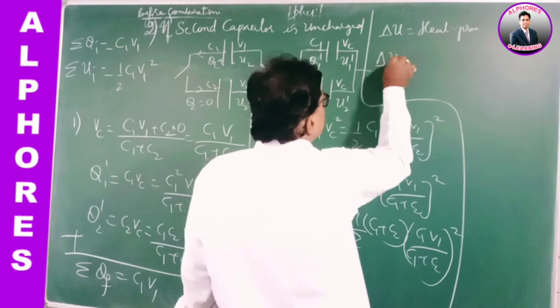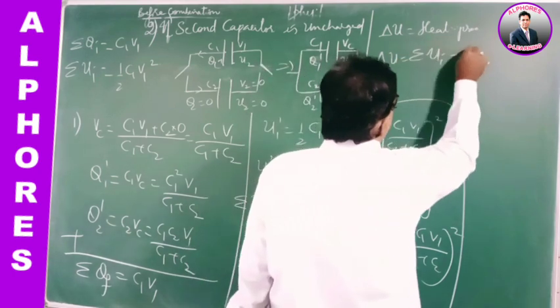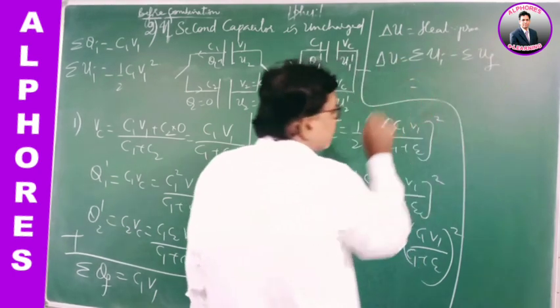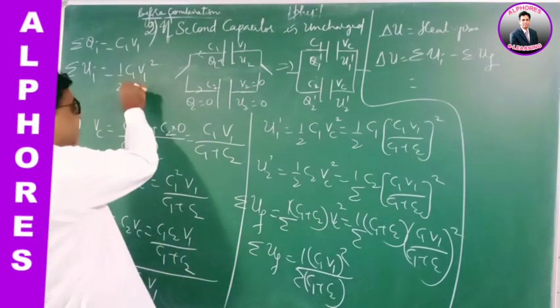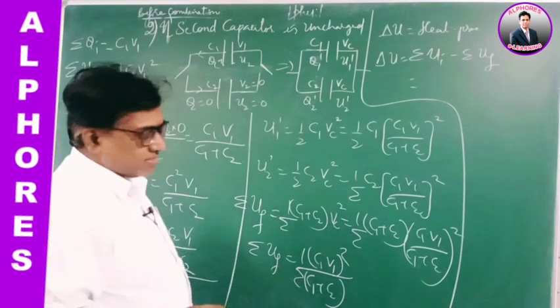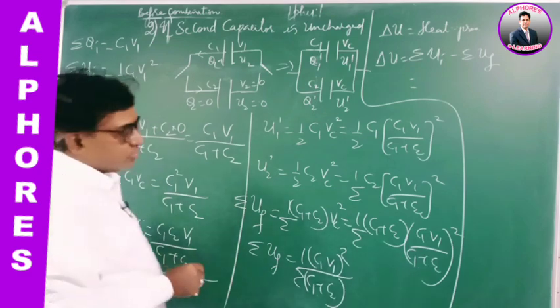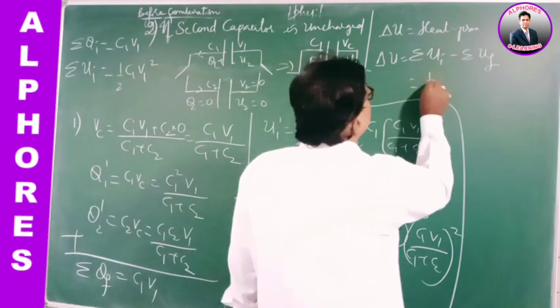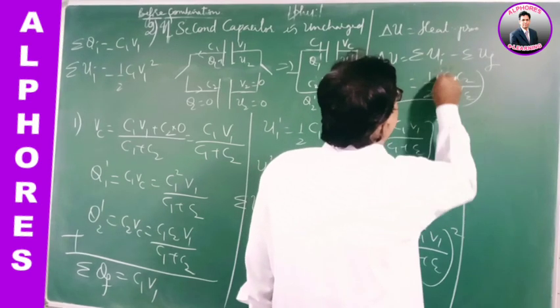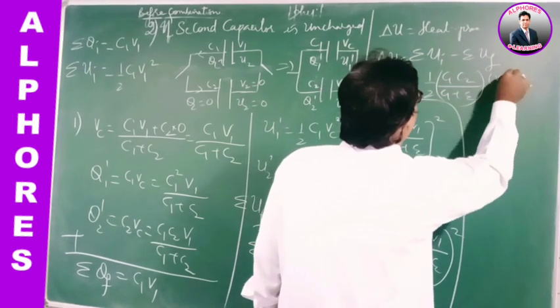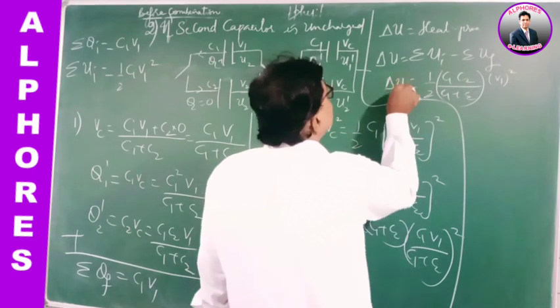So the energy lost is sigma Ui minus sigma Uf, the total initial energy minus the total final energy. Total initial energy is this, total final energy is this. If I write it down, the energy lost is half C1 C2 by C1 plus C2 into V1 square. This is the energy that is lost.